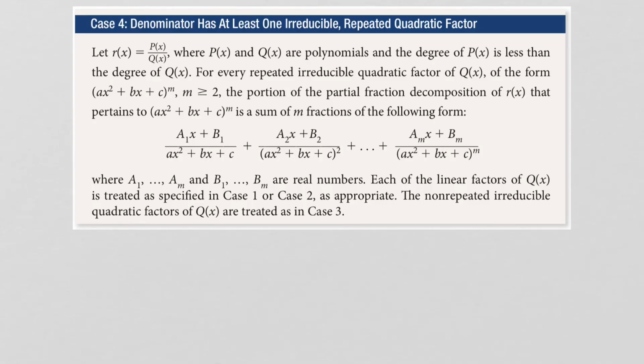The last case is the case where you have repeated irreducible quadratic factors. And this is not terribly difficult to understand because you do the same thing that you did with repeated linear factors. And that is you have to have a denominator up to the power of the repetition. Let's take a look at an example.